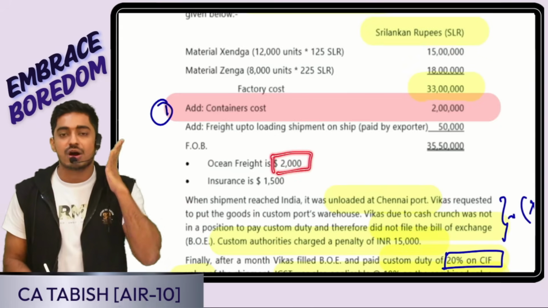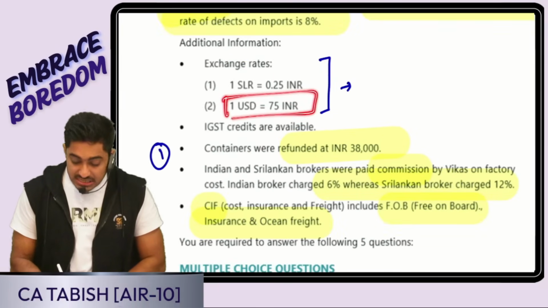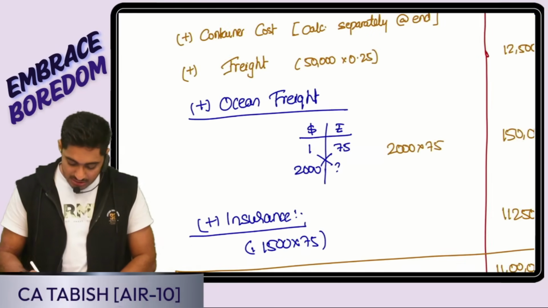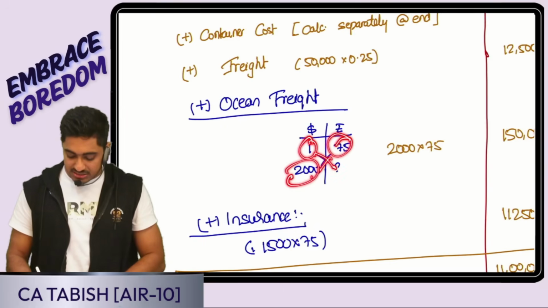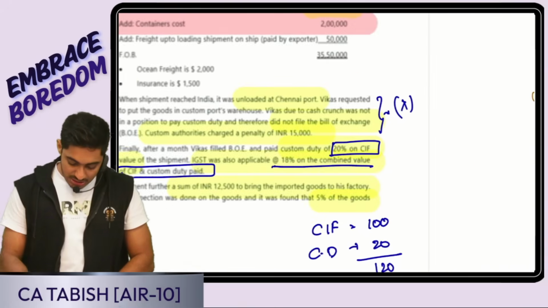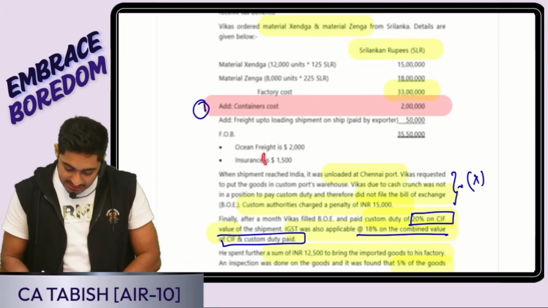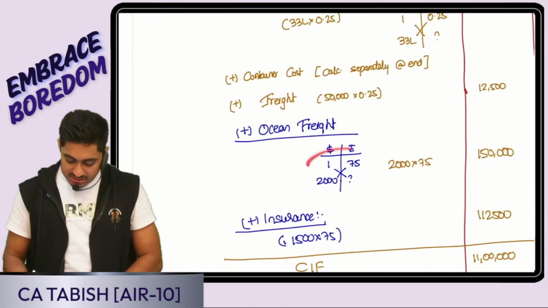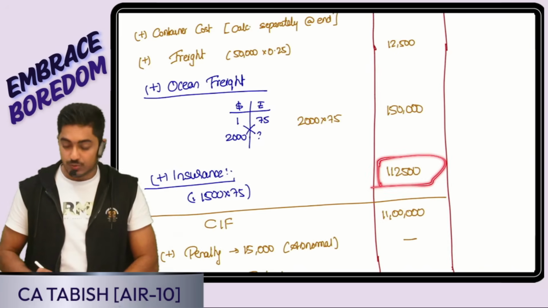$2,000. Tell everyone, dollars. I have to convert it into rupees. So $1 is 75 rupees. Yes or no, everyone? $1 is 75. That means $2,000 is how much? Cross multiplication, 2,000 into 75, which comes to 1,50,000. Same is the case with insurance. Insurance is going to be how much? It is $1,500. $1 is 75, that means $1,500 into 75 comes to 1,12,500.